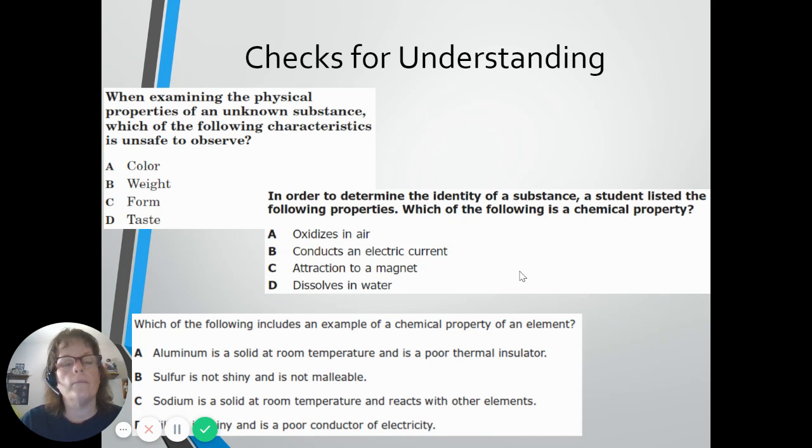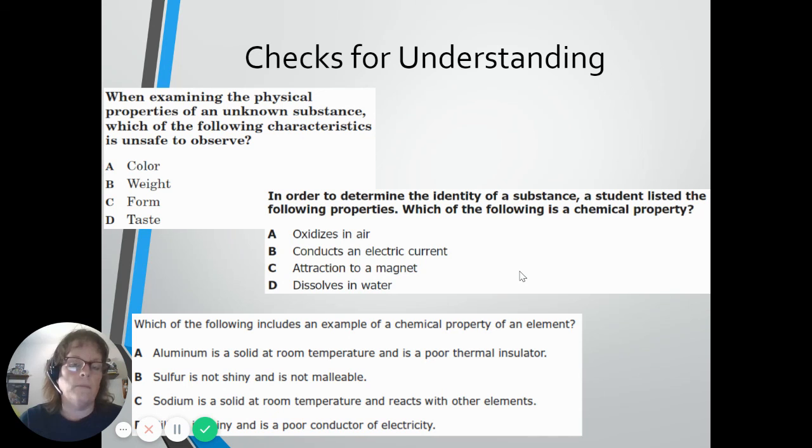Or it could be an element too, but which one's going to change it? Hopefully you answered A, oxidizing in the air. Conducting an electric current, think about a wire. Okay, you got copper wires, you plug the stuff in, and when the electricity is going through it, it doesn't change that wire. It stays the same. So its ability to conduct electricity would be a physical property.